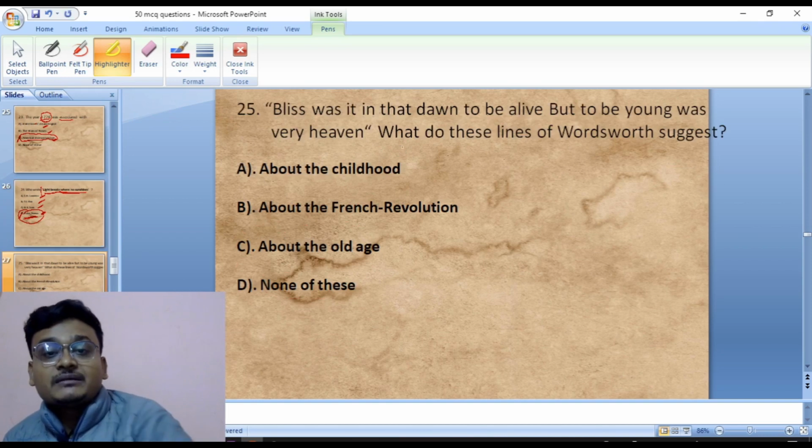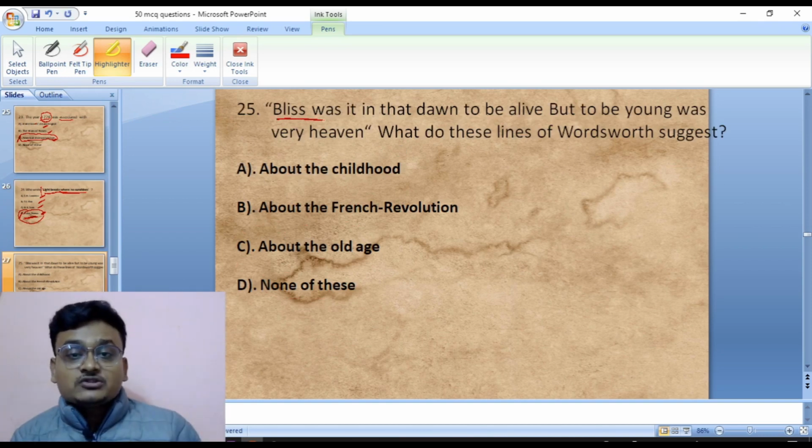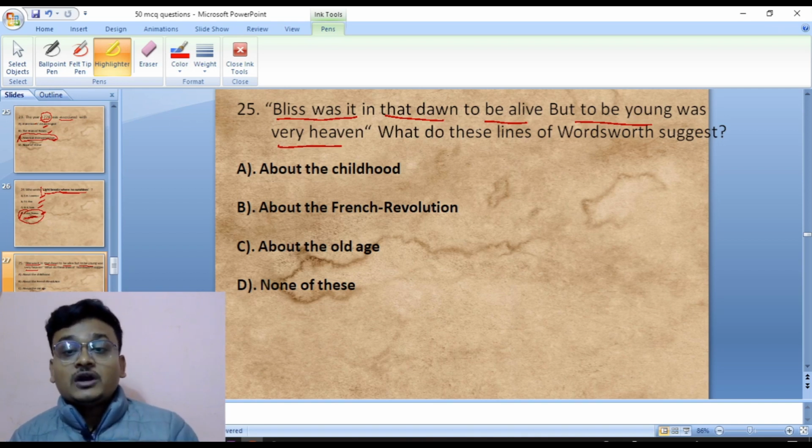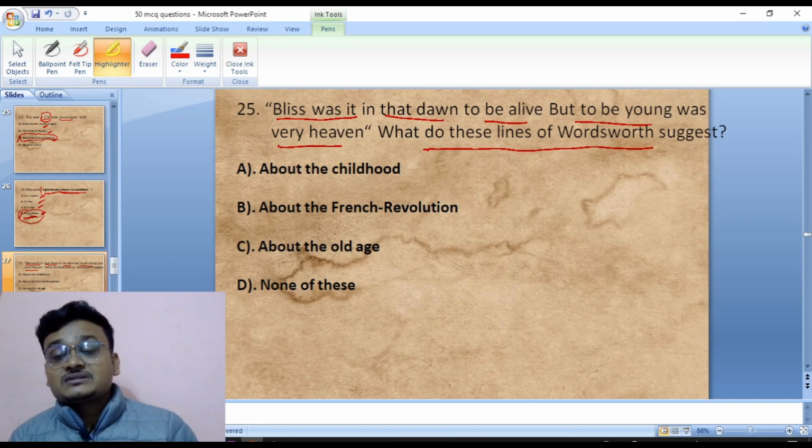Now move to question number 25. "Bliss was it in that dawn to be alive, but to be young was very heaven." What do these lines of Wordsworth suggest?